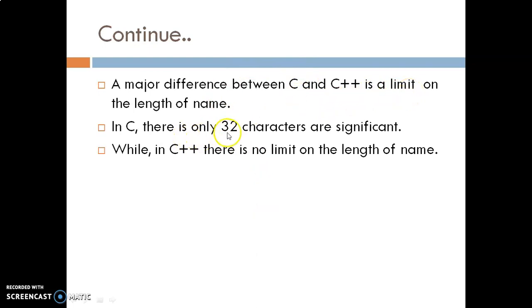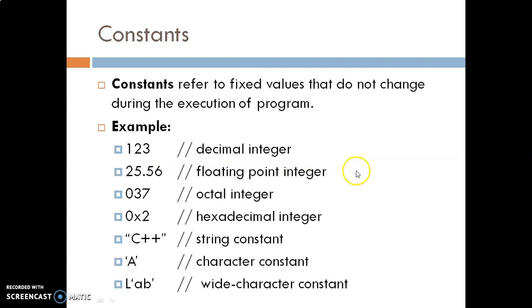In C, there are only 32 characters for writing the variable name, while in C++ there is no limit on the length of a name. So this is the basic difference between the variable declaration. In C there are only 32 characters that you can use, while in C++ there is no limit on the length of a name.